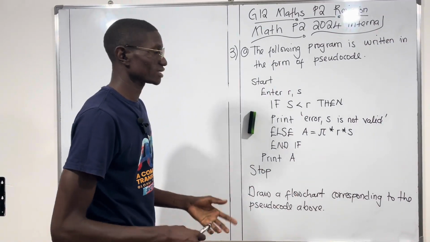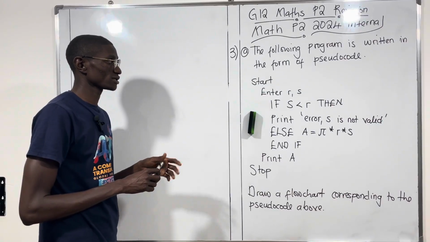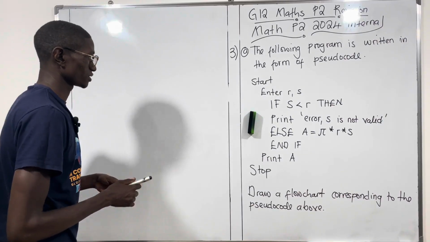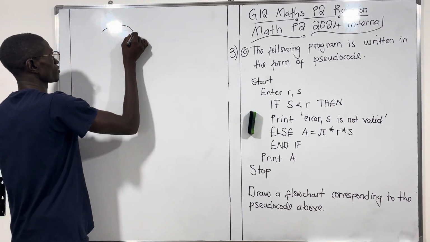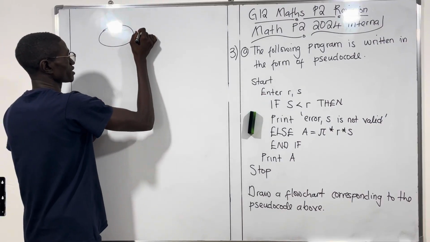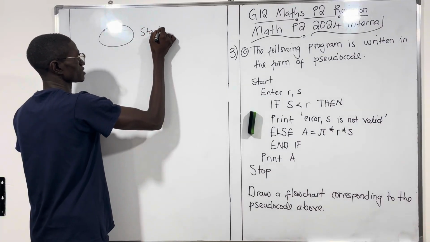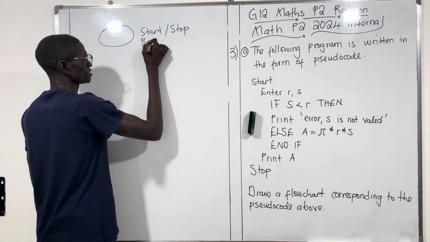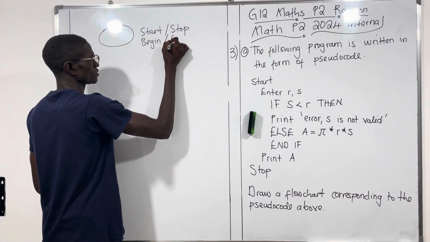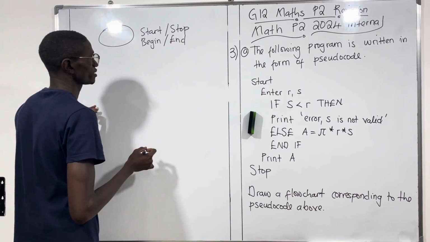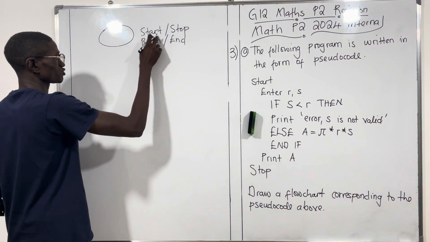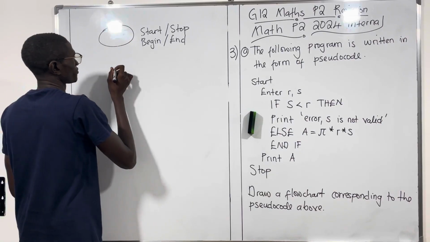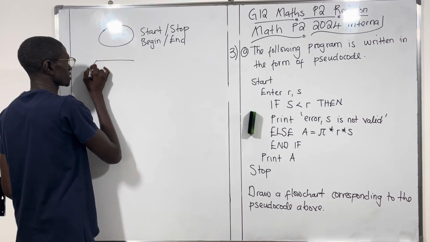So before we start converting, let's go over the shapes so that we know where we're supposed to use which shape. The first shape we're going to look at is the oval shape. You use this shape wherever you see the words start or stop, or where you see the word begin or the word end. In other words, you simply write the start, the stop, the begin or the end in there. The next shape we have is a parallelogram.